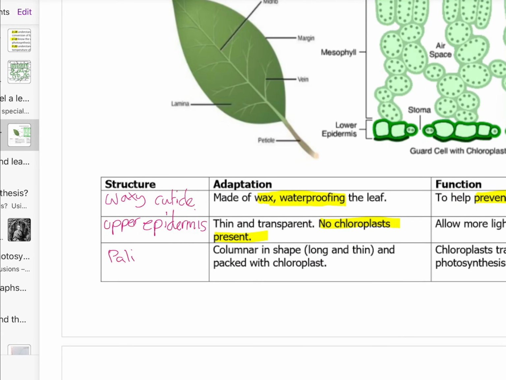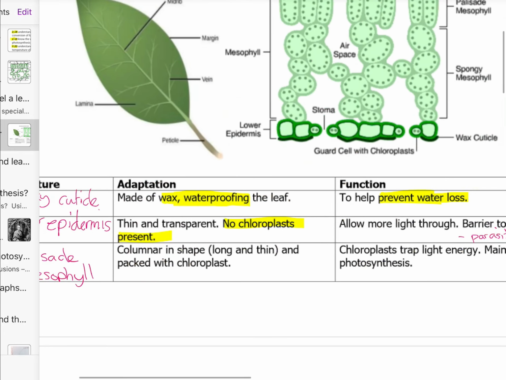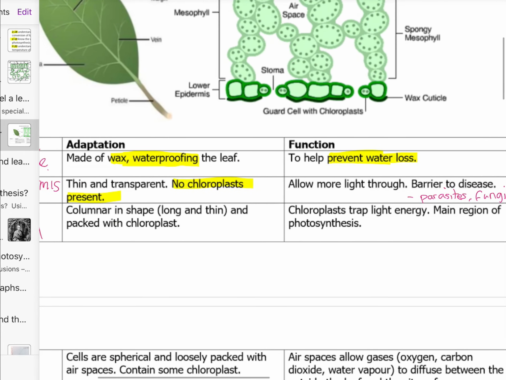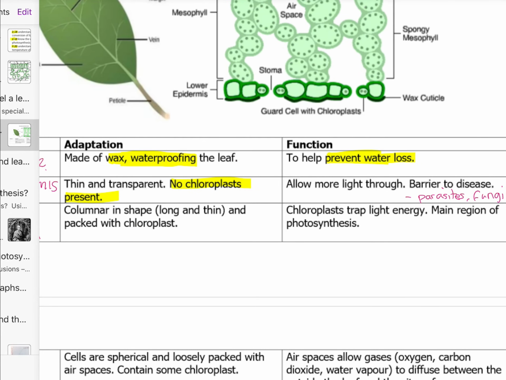Next layer down then is the palisade mesophyll. Their shape is very distinctive. They're very tightly packed together. They have a very tall, long, thin shape, looking like columns. They are also tightly packed with chloroplasts.